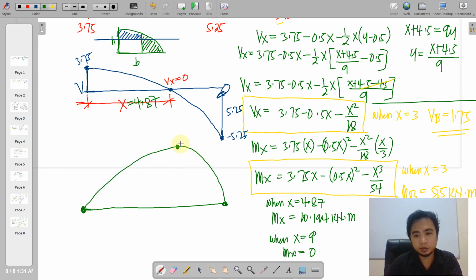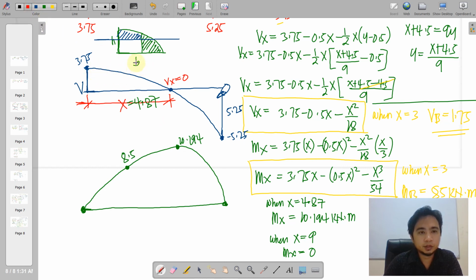And here it is, we have the highest point to be equal to 10.194, and somewhere in 3 meters, we have a value of 8.5 kilonewton meter. So this is measured 3 meters from A. So this is the shear and moment diagram. Of course, we need to indicate also the degree of the curve.